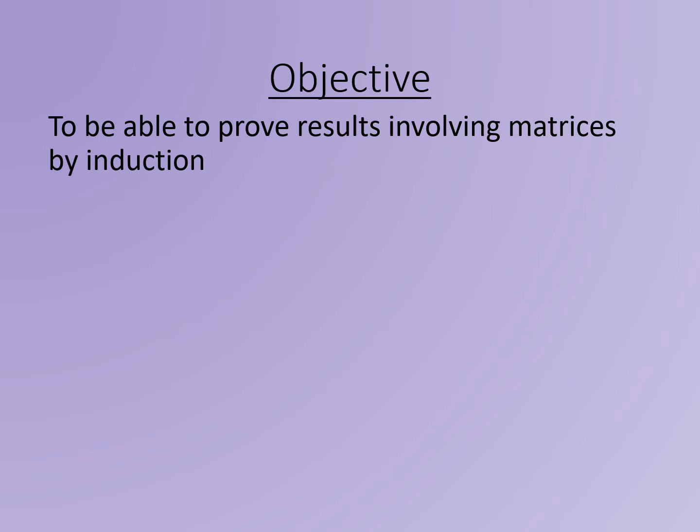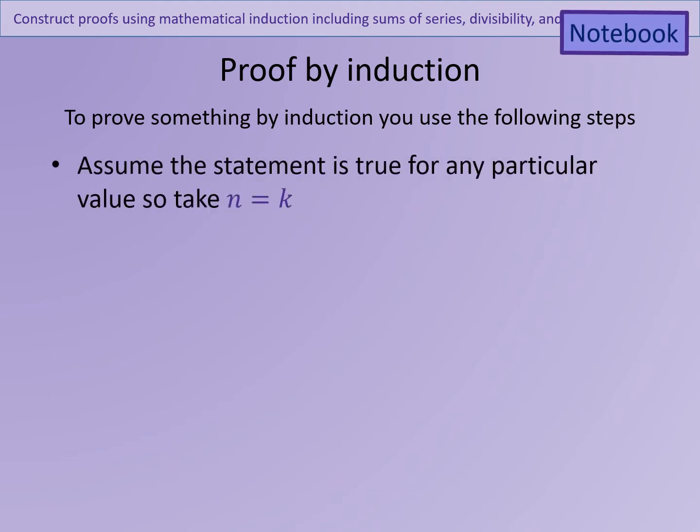This topic will look at how proof by induction works with matrices. So, a reminder of the steps for proof by induction. The first step is to assume that the statement is true for a value of n equals k. You would write down the thing that you have assumed.